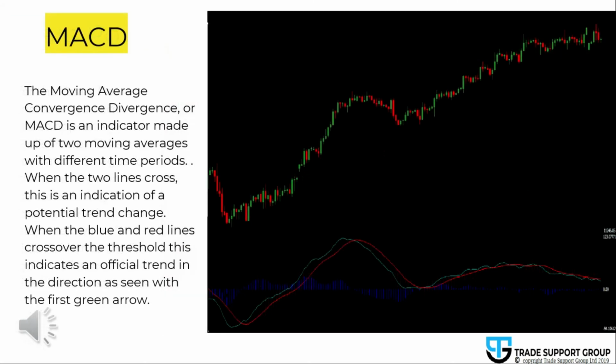The moving average convergence divergence, better known as the MACD, is an indicator made up of two moving averages with different time periods. When the two lines cross, this is an indication of a potential trend change. When the blue and red lines cross over the threshold, this indicates an official trend in that direction, as seen with the first green arrow.